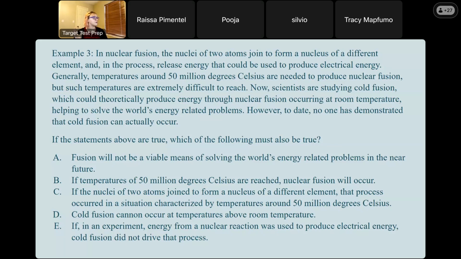So if the nuclei of two atoms join to form a nucleus of a different element, that process occurred in a situation characterized by temperatures around 50 million degrees Celsius. If it said that process would occur in a situation characterized by temperatures around 50 million degrees Celsius, then it would in fact be questioning whether cold fusion could ever occur.